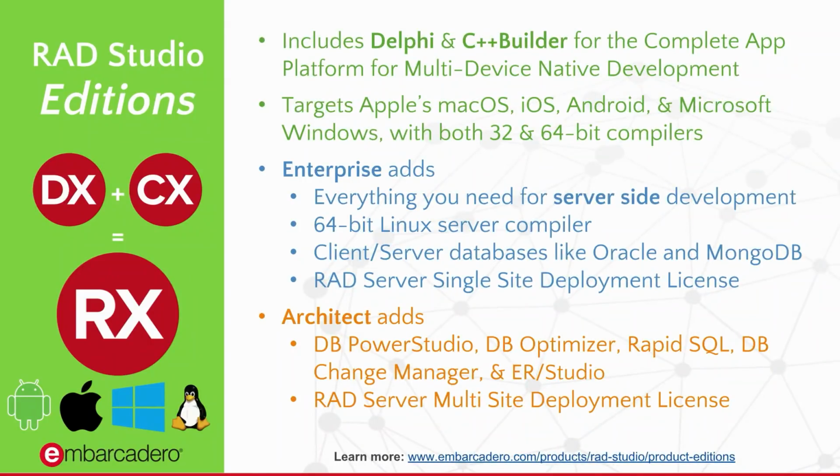Enterprise is all about giving you server-side development support, and it adds not only a 64-bit Linux server compiler, but also the ability to connect to remote databases. With Professional, you can connect to local databases, but Enterprise lets you connect to remote databases. A local database would be a database embedded in your application or running on the same machine as your application. Whereas with Enterprise, a remote database lets you connect to a database running on another machine across the network. Enterprise also gives you a RAD Server single site deployment license. So if you want to take advantage of some of the great RAD Server features you saw today, you definitely want to take a look at least at Enterprise.